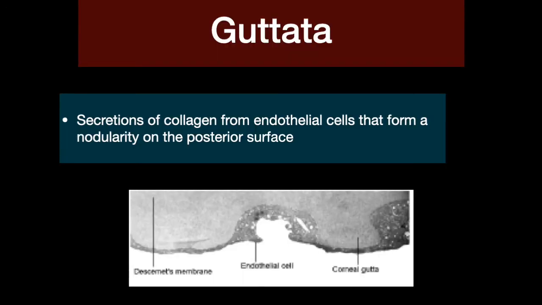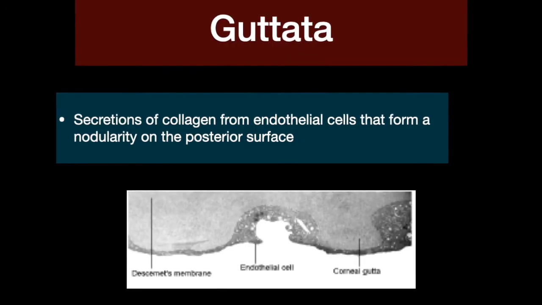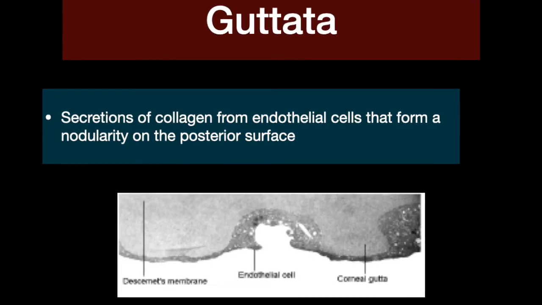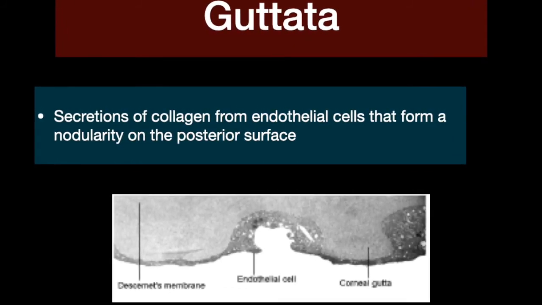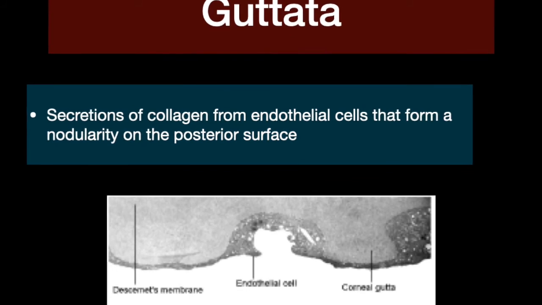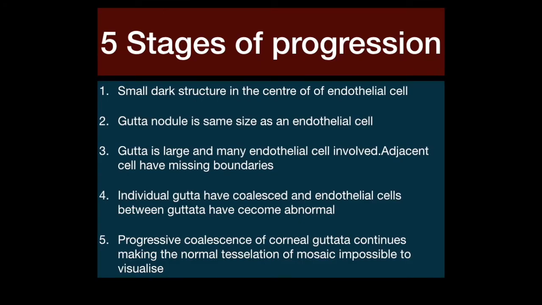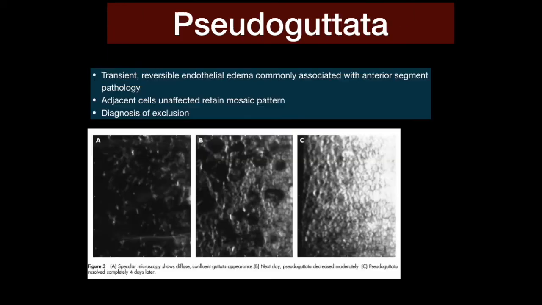So these guttata are formed by the secretion of collagen from the endothelial cells that form nodularity on the posterior surface, and the endothelial cells wrap around and cover the corneal guttata. It goes through 5 stages of progression, from a small dark structure in the center of the endothelial cell to progressive coalescence of corneal guttata, making the normal pattern of endothelial mosaic impossible to visualize.